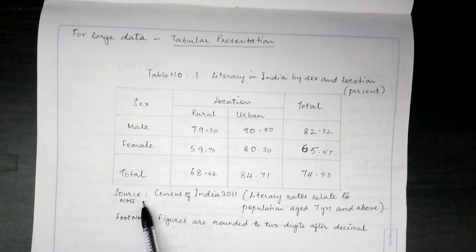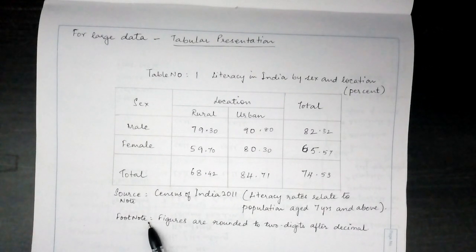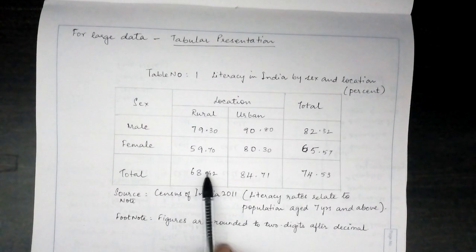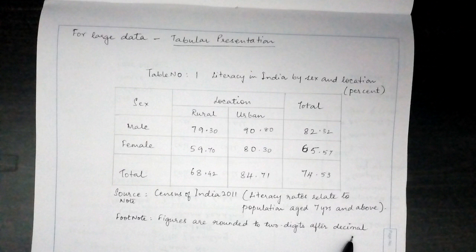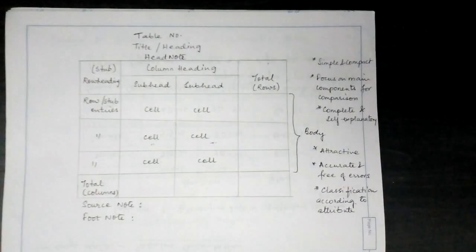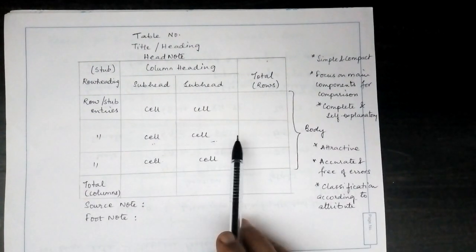Then it also gives us a source note, that is from where it has been collected, and also gives us another note called footnote, which tells us what these figures are about. That is, they are rounded to 2 digits after the decimal place. Let's now look into the procedure of how to form data in the tabular form or in the form of a table.